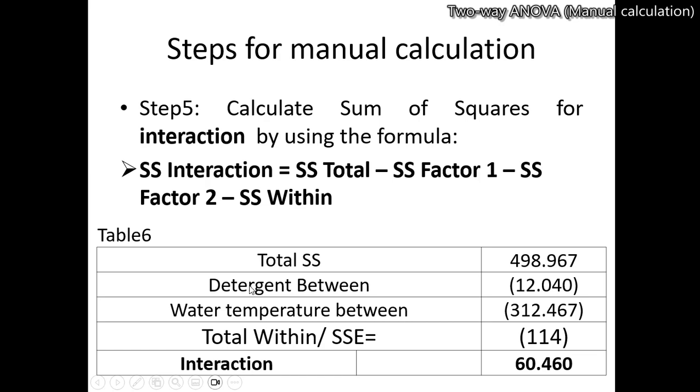Here the total sum of squares we have already calculated is 498.967, the sum of squares between groups for detergent is 12.040, the sum of squares between groups for water temperature is 312.467, and the sum of squares within is 114. After subtracting all three values, that is the detergent between value, the water temperature between value, and total within or SSE, from total SS, we get 3.460 as the interaction value.